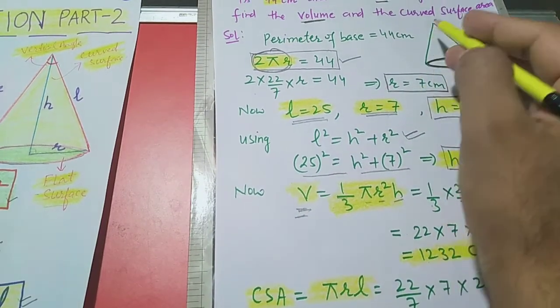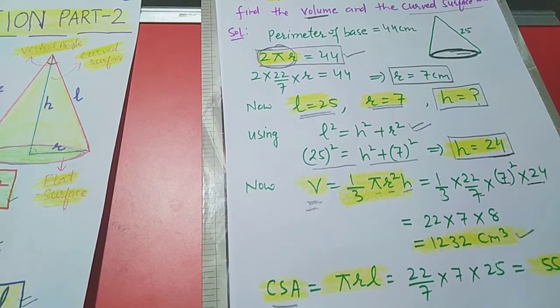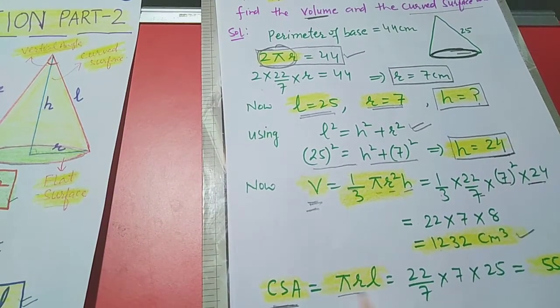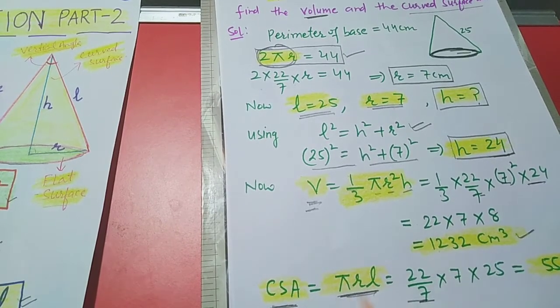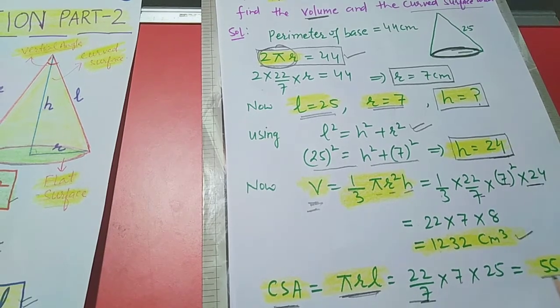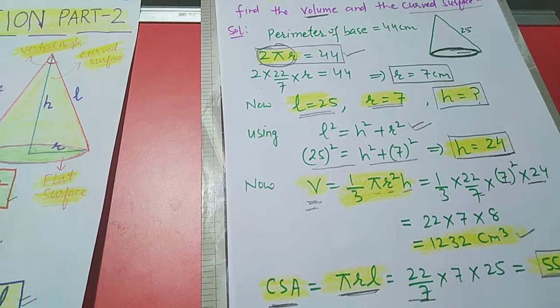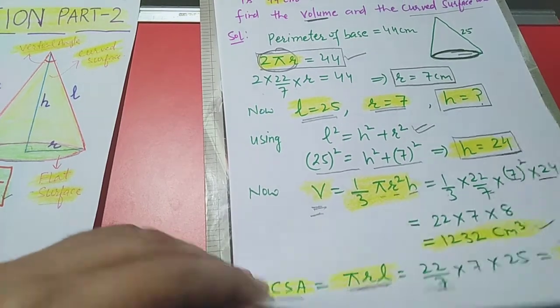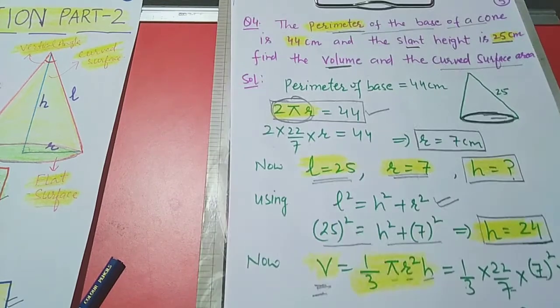Now we have to tell also the curved surface area, and you know the formula for curved surface area is pi r l. So pi r l means 22 upon 7 in place of pi, r is 7 and l is 25. After calculating, I have got 550 centimeter square, which is the curved surface area of the cone. So now we have done these 4 questions.